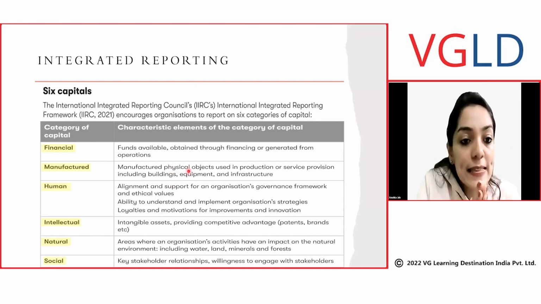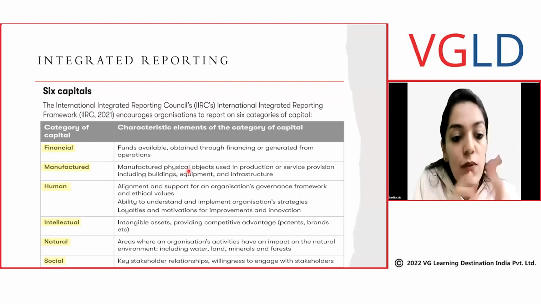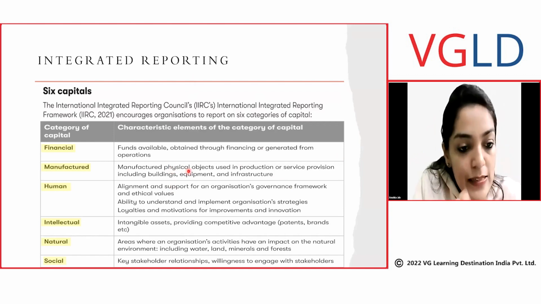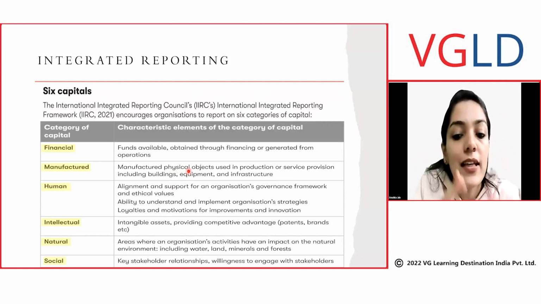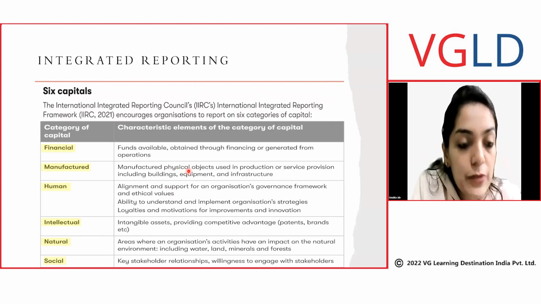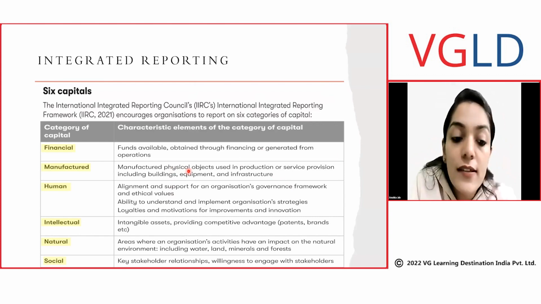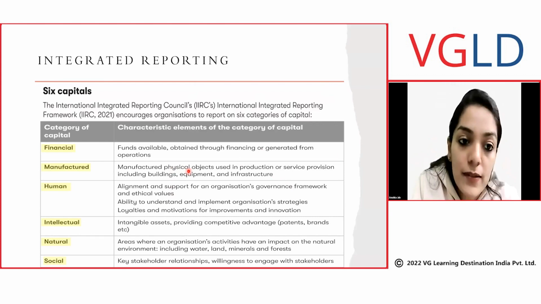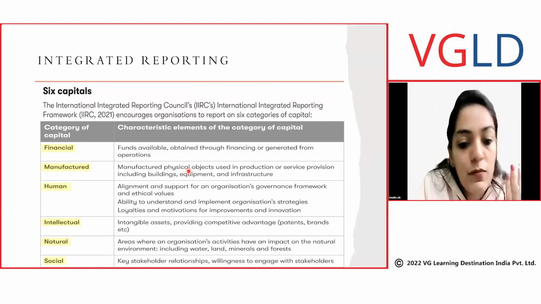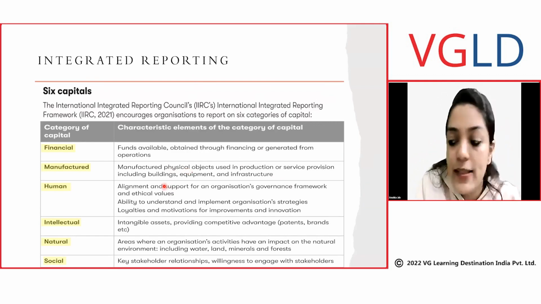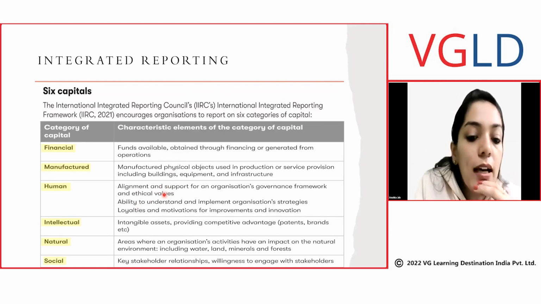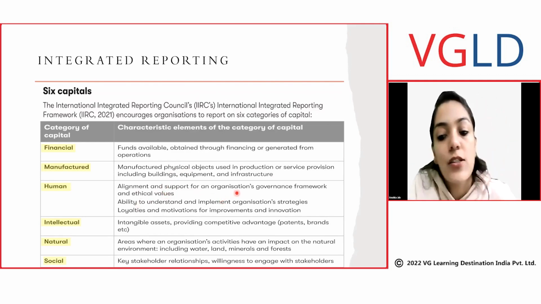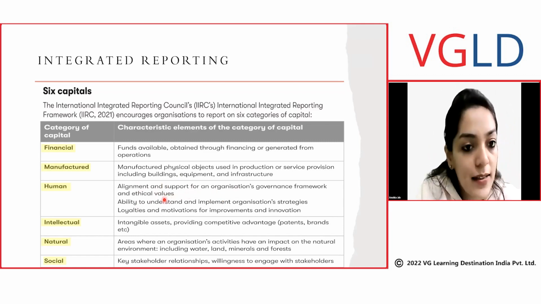Then next is human capital. So first one is financial. You're reporting about the finances. Manufactured capital is manufactured physical objects like building, equipment, and the other infrastructure. Then third is human capital. Human capital, it is very easy to assume it is talking about the employees of the company. So alignment and support for an organization's governance framework and ethical values.